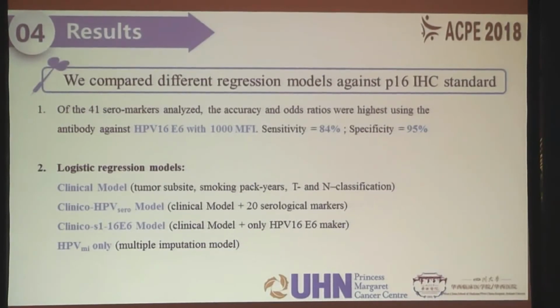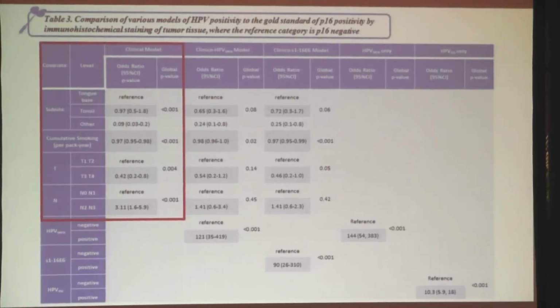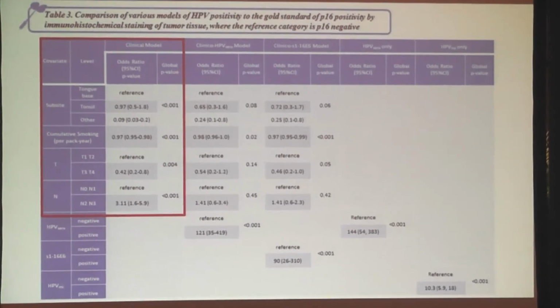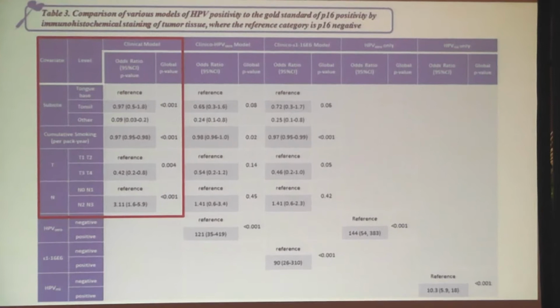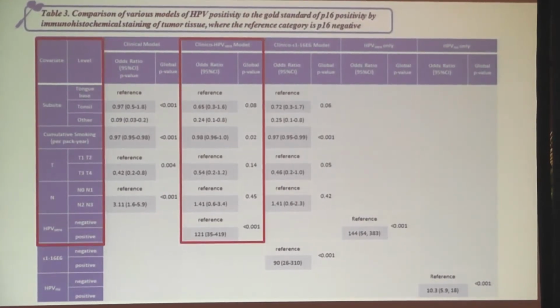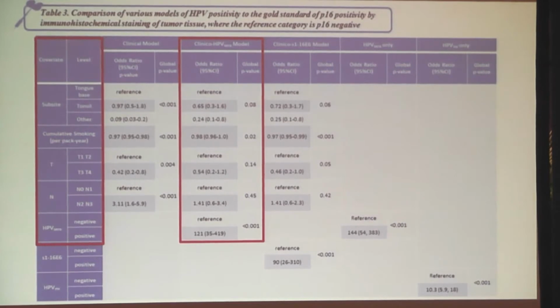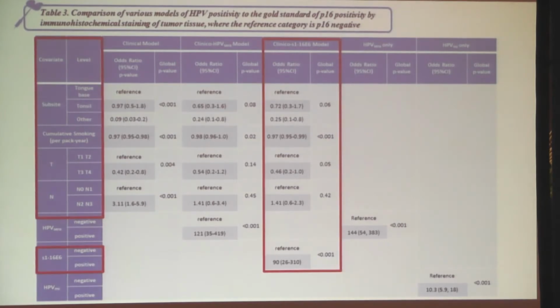And then we conducted some logistic regression models for our study. The first model includes 4 significant clinical factors to build the basic clinical model. The second model adds the composite serological HPV status into the basic clinical model to see its predictive ability for HPV status. The third model adds the single HPV16 E6 biomarker into the basic clinical model to see its effects.